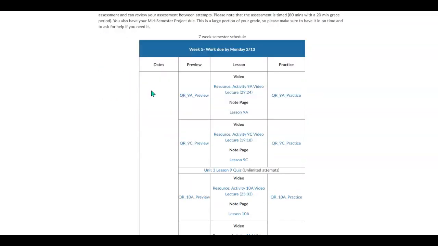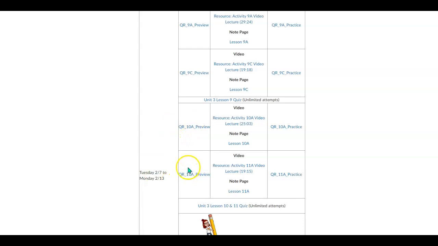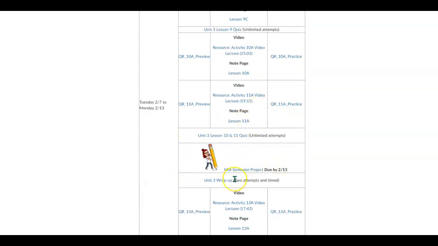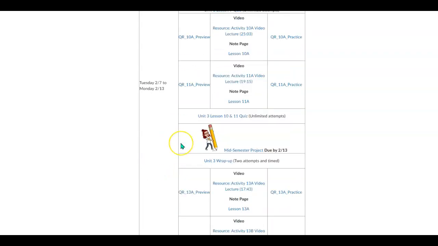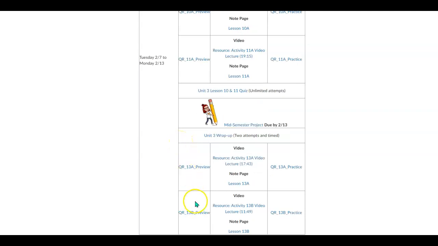For lessons, you are going to be doing 9A, 9C. There is no 9B. Then 10A and 11A, and that's what's going to finish off your Unit 3. You will then move on to Unit 4 with 13A and 13B.